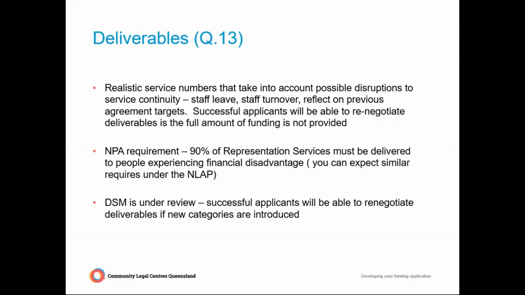Last time in 2016, if you didn't get the full funding amount that you asked for, you were still able to renegotiate those targets. So the department has a good track history here, and there isn't anything that I would think at this stage that says that you should be concerned about that. But at this application point, try to be as realistic as you can, bearing in mind that the MPA did have a 90% of representation services must be delivered to people experiencing financial disadvantage, and we could expect that to be the case moving forward in the new instrument or something similar.